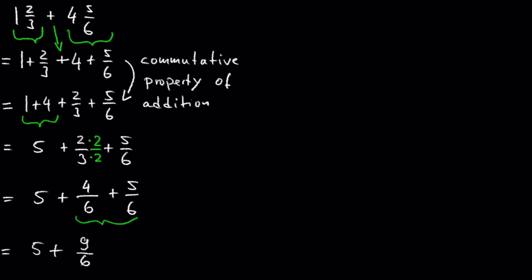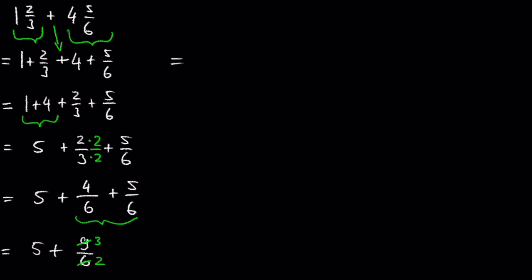Now, how can we simplify 9 over 6? To simplify, 9 divided by 3 is 3, and 6 divided by 3 is 2. So we get 5 plus 3 over 2. We see that 3 over 2 is an improper fraction, which is 1 and 1/2 as a mixed number. Again, like we did at the beginning of this problem, we can write 1 and 1/2 as 1 plus 1/2.